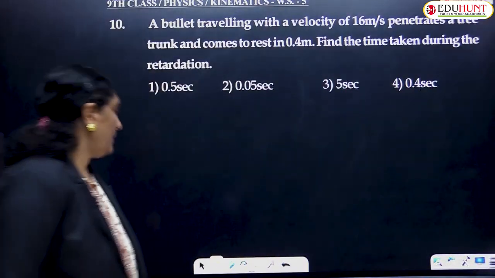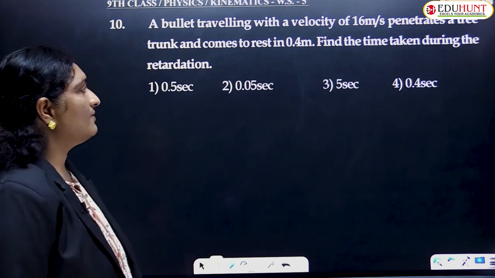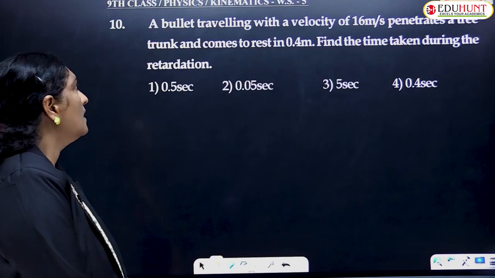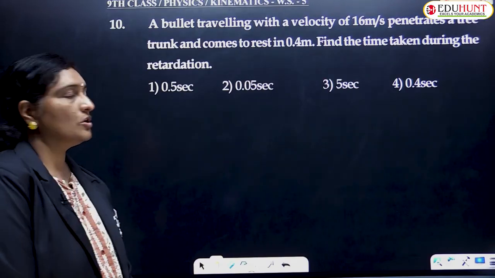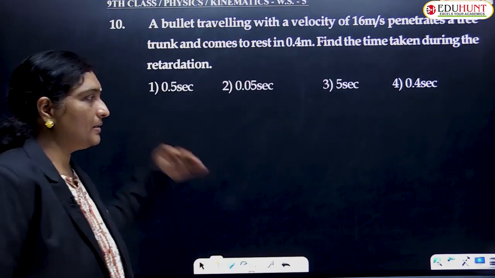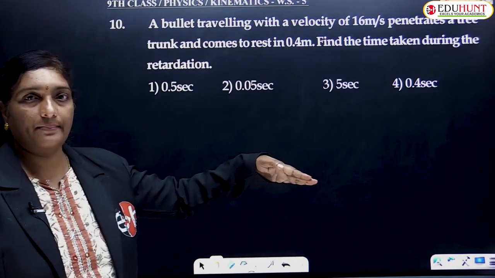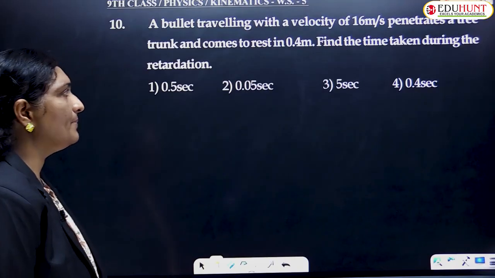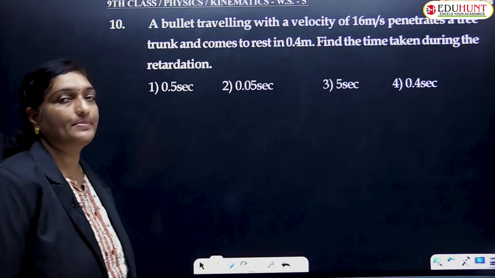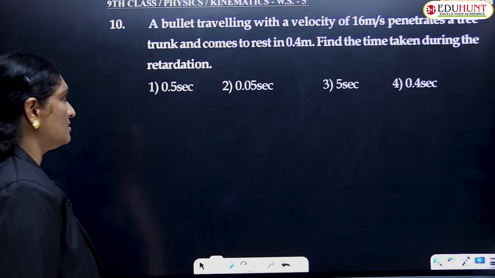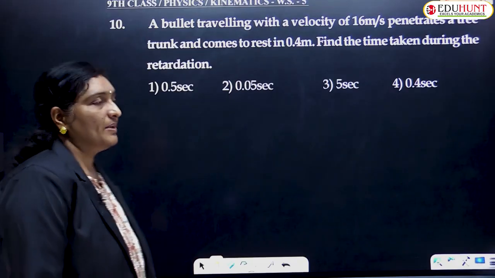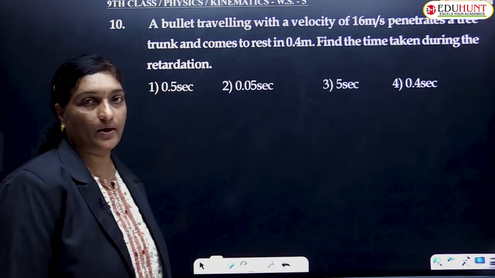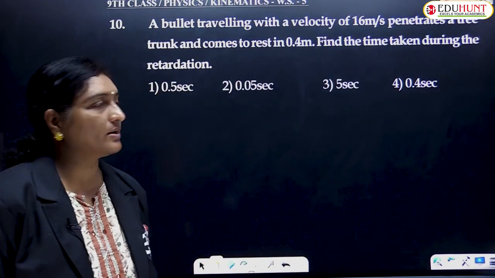Okay. Well, a bullet traveling with a velocity of 16 meter per second penetrates a tree trunk and comes to rest in 0.4 meters. So a bullet is there, enters and gets embedded into the tree trunk, and finally it stops after traveling 0.4 meters. You are asked to find the time taken during the retardation. So there is no direct formula between V, U and T because acceleration was not given, children. Though distance was given, acceleration is not given.